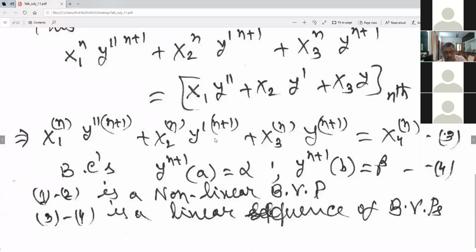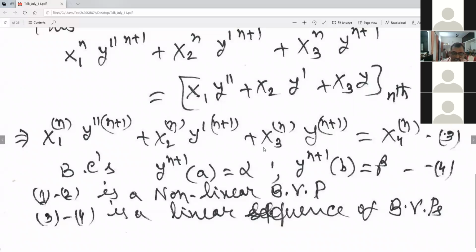So mainly what we have done till now: 1, 2 was the equation, a nonlinear boundary value problem for ODE. We have replaced it by this. So I have used φ. If you have understood, very good. See, 1, 2 is a nonlinear boundary value problem. 3, 4 is a linear sequence of boundary value problems. Why is it called a sequence? Because for each n, the equation is changing. You see, coefficients are changing. Structure is okay, but coefficients are changing.